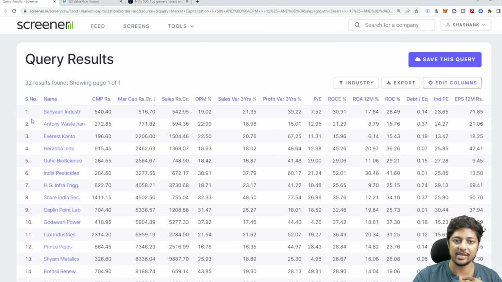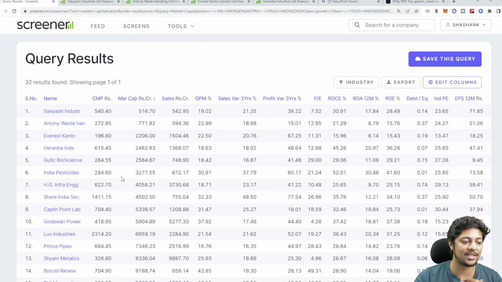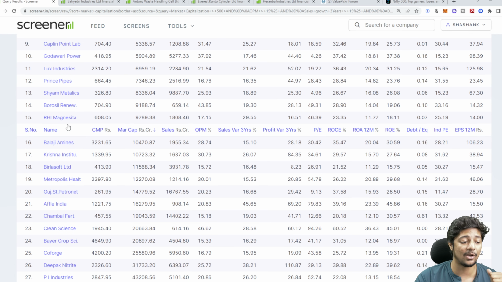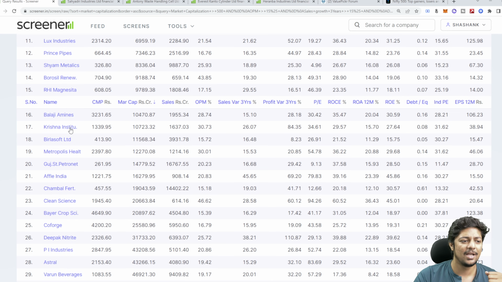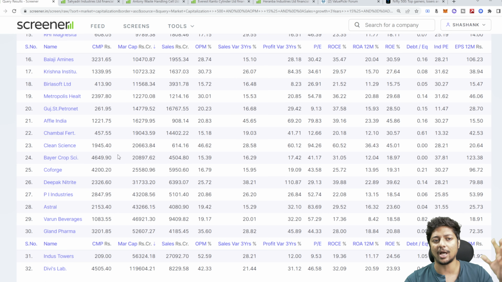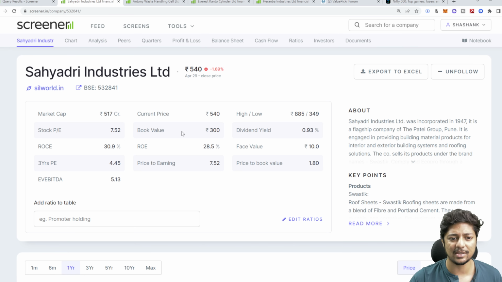So this is what I do as well. I'll open all of these tabs like this and I start going through them one by one. See, Borosil Renewable is here, Prince Pipes is here, Lux Industries is here, all good companies. Birla Soft is here, Kims is here, Bayer Soft, Clean Science. These are all Varun Beverages. All of these are passing off as good companies. But I cannot invest in 32 companies. That also doesn't make sense. So now you start finding a little sector based thing, right?